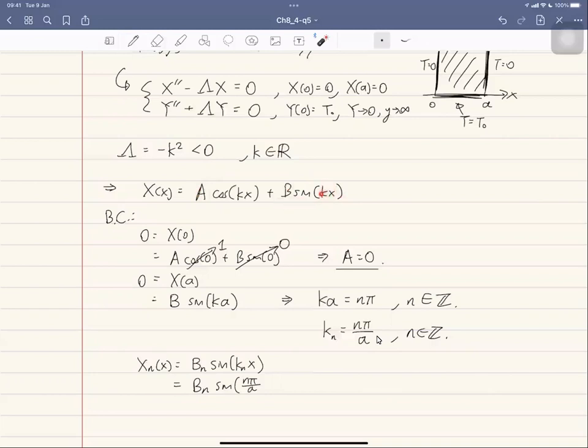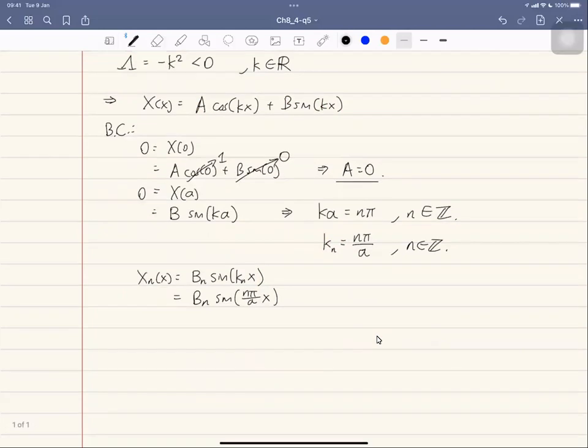Here we know what k is. K should be this, right? So you plug that in, so it's that. Okay. And the full x should be, you add up every possible xn's. So that is a solution. Okay, now we have basically the x part of it.